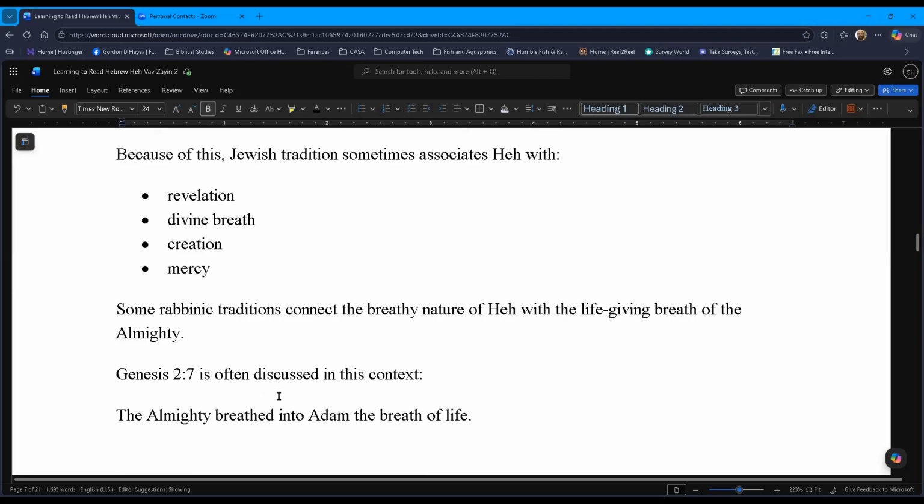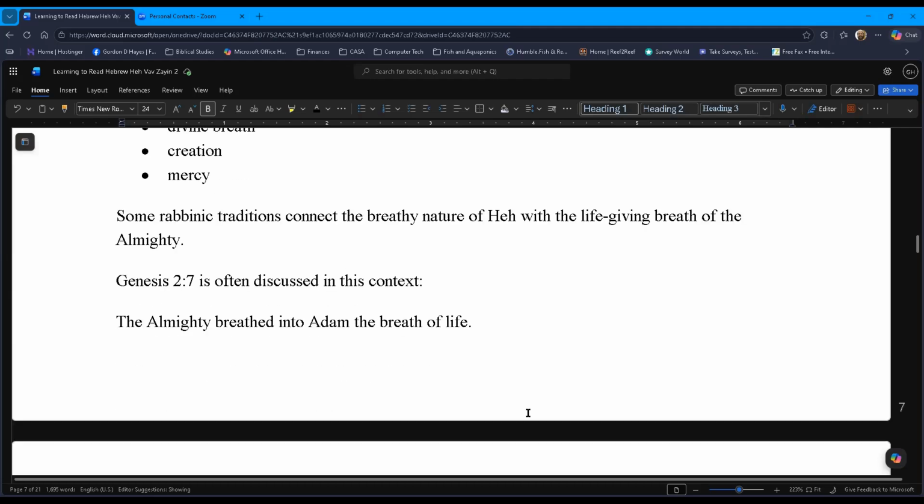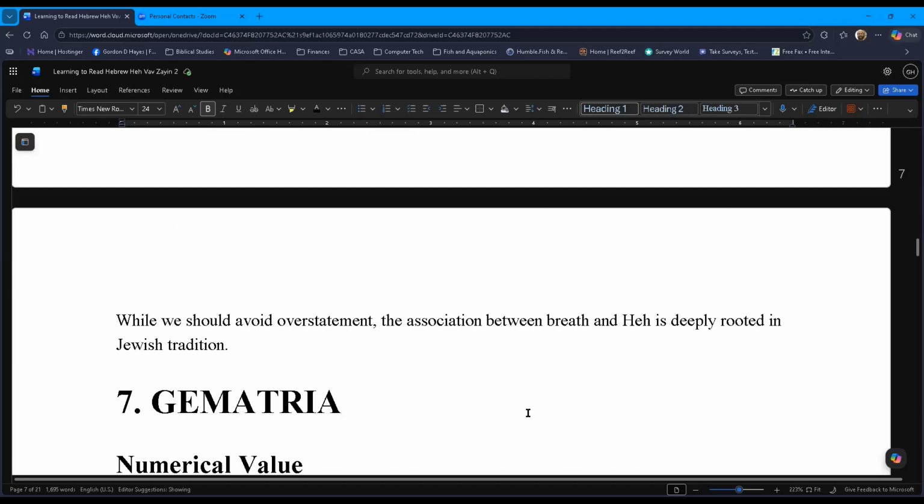And also Genesis 2:7 says there that the Almighty breathed into Adam the breath of life. So there's that connection that they make. And while we should avoid overstatement, the association between breath and he is deeply rooted in Jewish tradition.